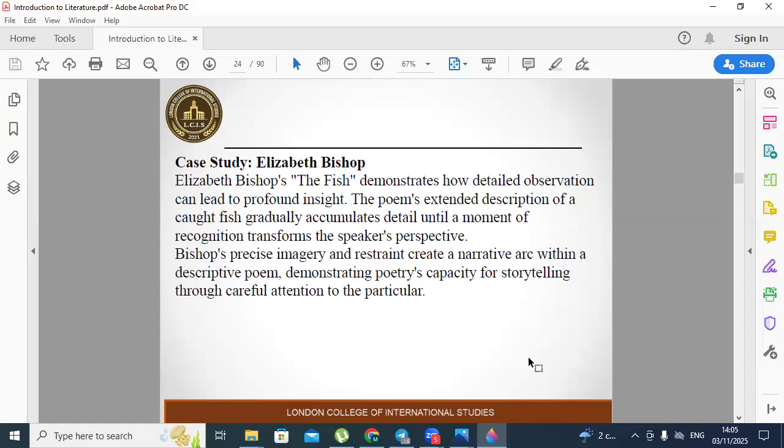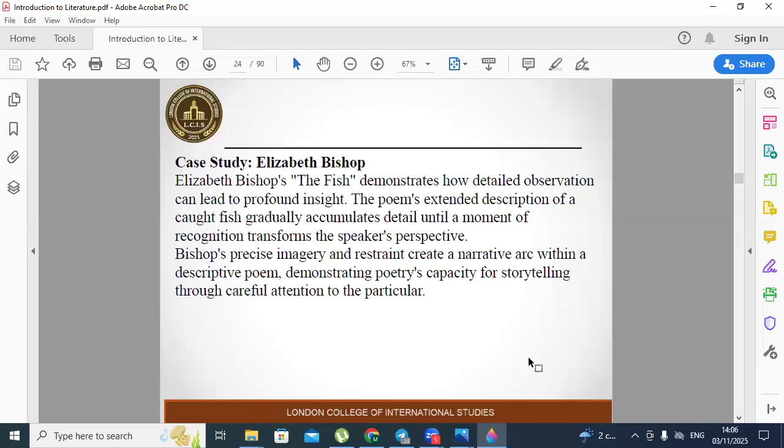The poem's extended description gradually accumulates detail: the fish's appearance, its age, its scars, the hooks from previous catches still embedded in its jaw. Each detail Bishop adds changes our perception. We begin seeing the fish not as a simple catch, but as a creature with history, resilience, and dignity. Then comes the moment of recognition that transforms the speaker's perspective.